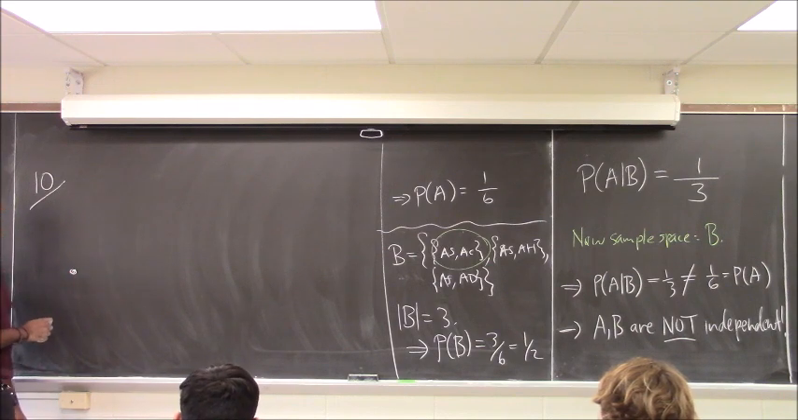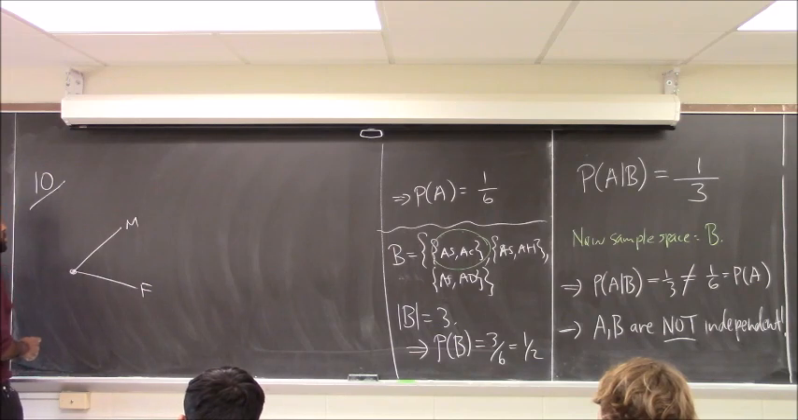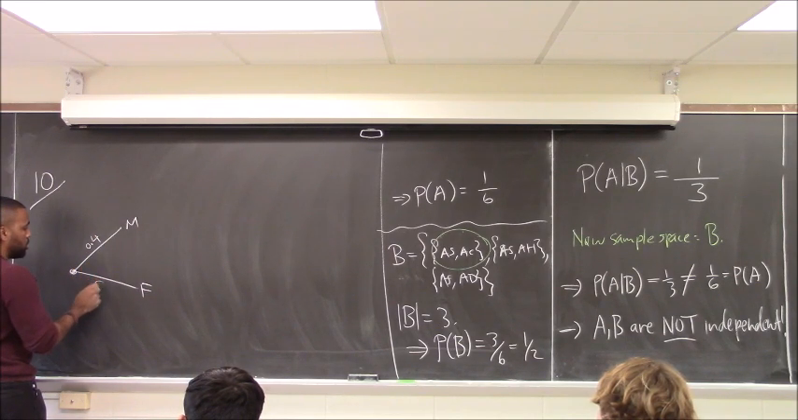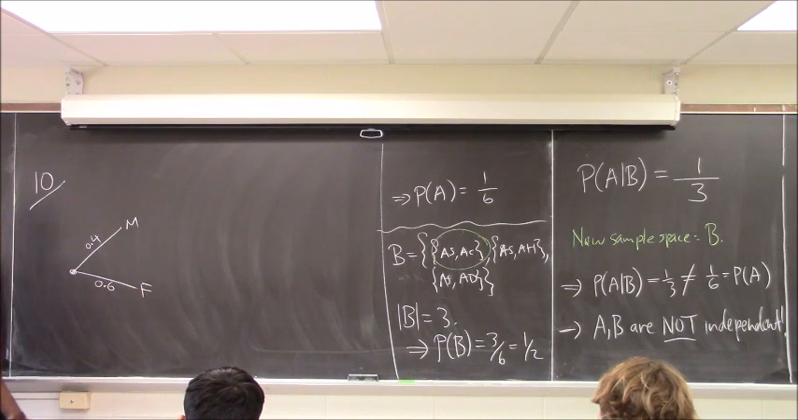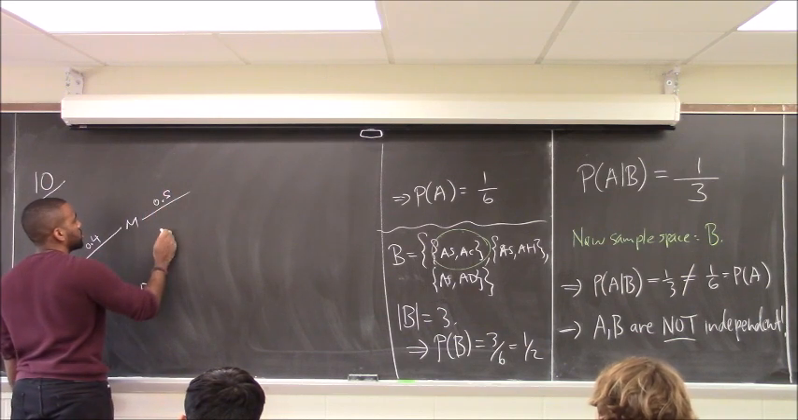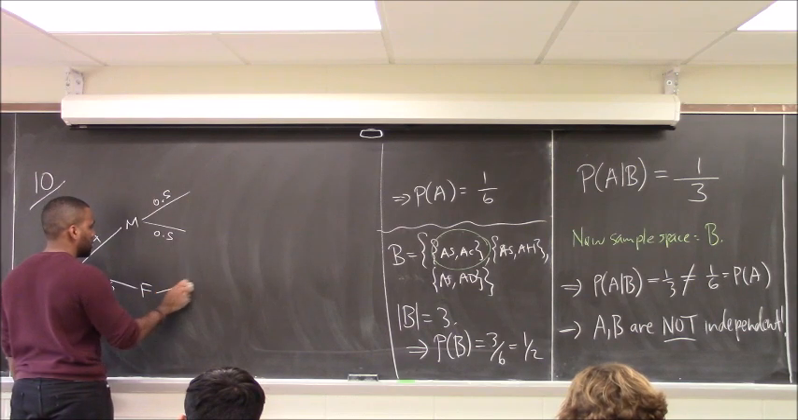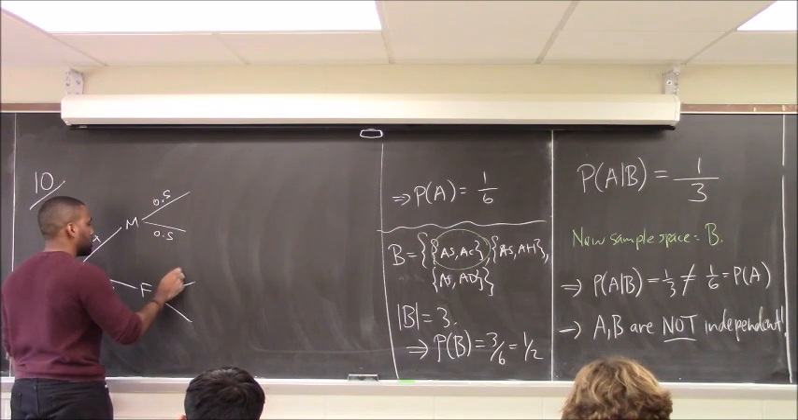So you have male and female, branch off, male or female. 0.4 for male, 0.6 for female. Probability of being the M is that, probability of being the F is this. And then for the male branch, branch off again, it's 0.5 for smoker, 0.5 for non-smoker. And then for the female branch, it's 0.2 for smoker, 0.8 for non-smoker.